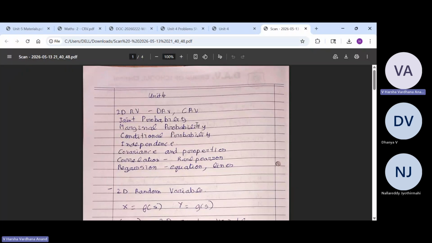So Unit 4 contains 2D random variables. We saw 1D random variables in Unit 3. Just seeing 2D random variables here. We'll see that for discrete and continuous, then joint probability, marginal and conditional probability, and then independence of random variables. We'll just see how two are together and then how independent they can be. And then after that, we'll see covariance, correlation, and then regression.